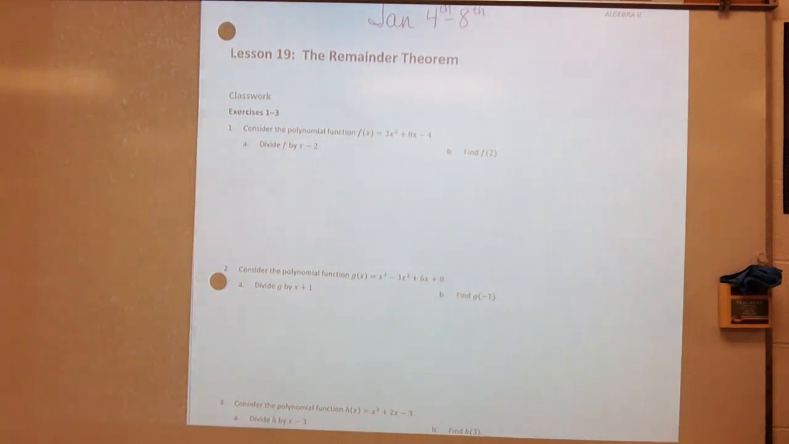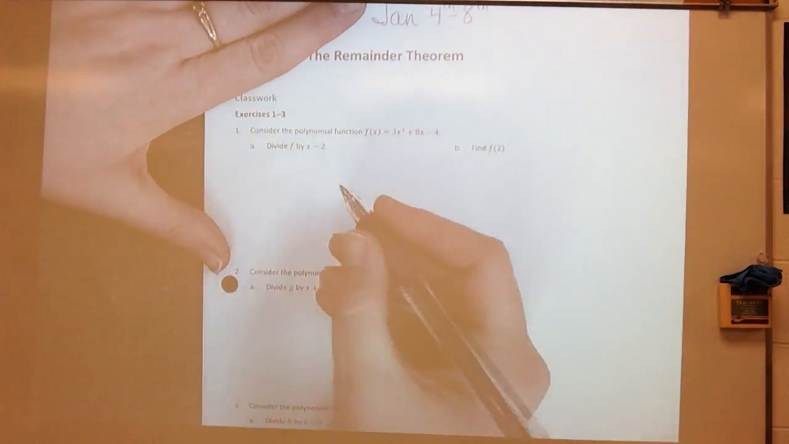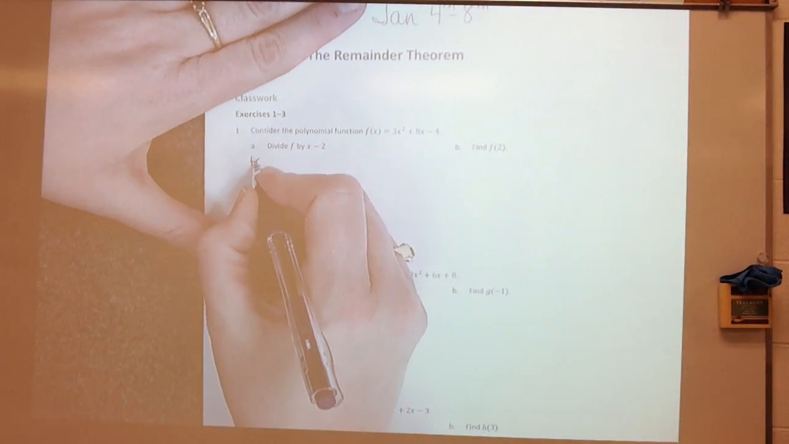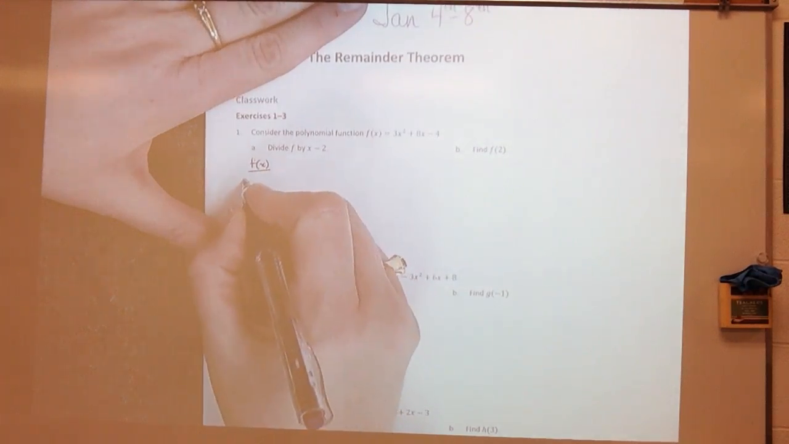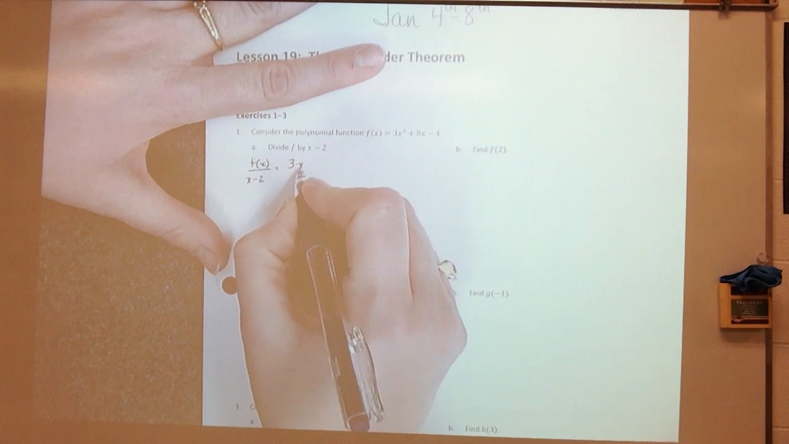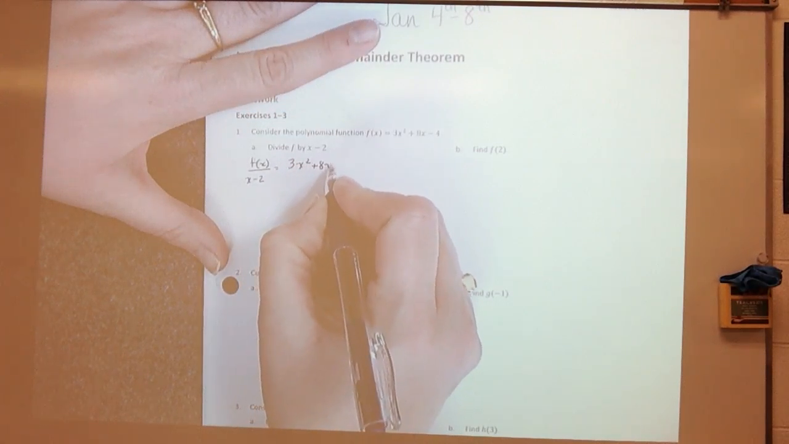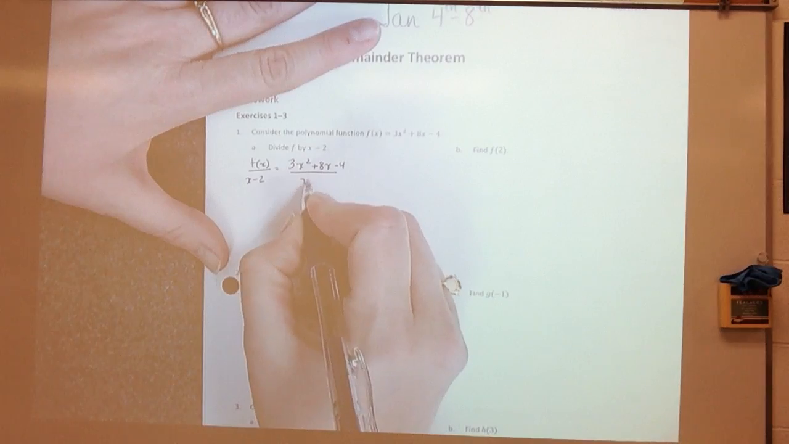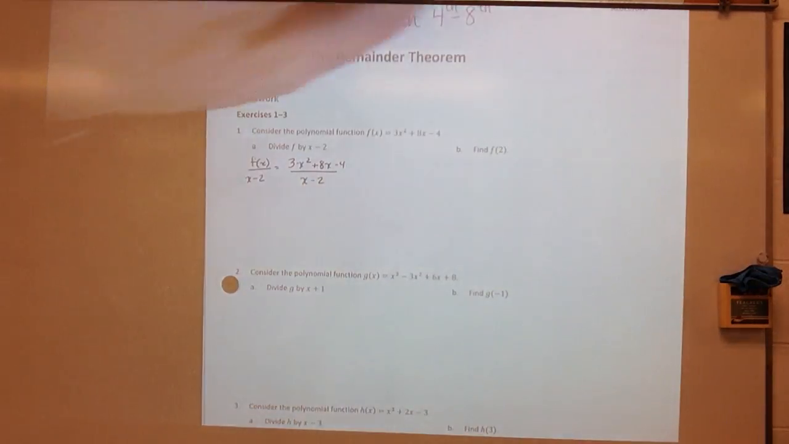It says, consider the polynomial function f of x is equal to 3x squared plus 8x minus 4. There are two parts. A says divide f by x minus 2. So they want us to divide f of x, which is 3x squared plus 8x minus 4, by x minus 2.